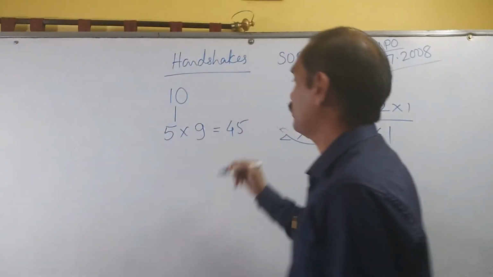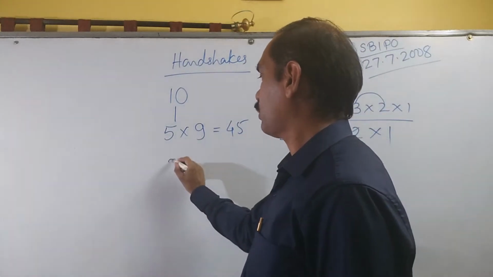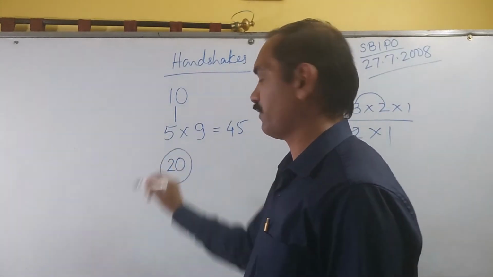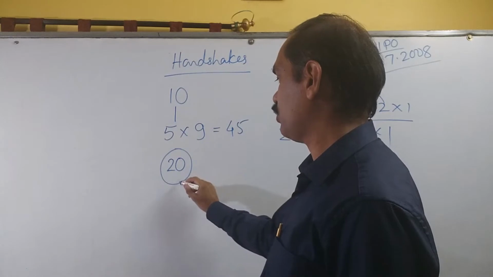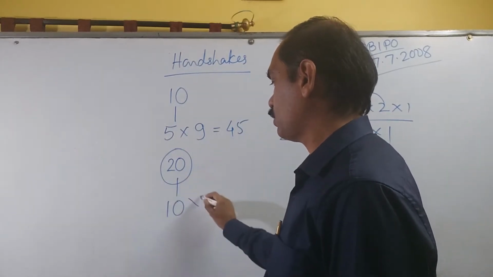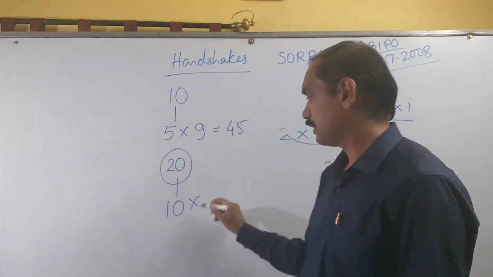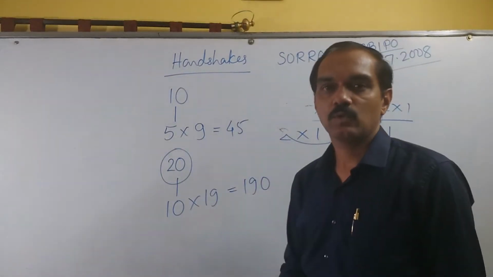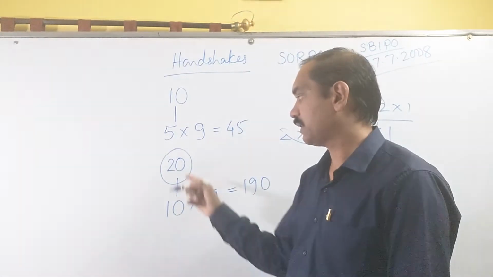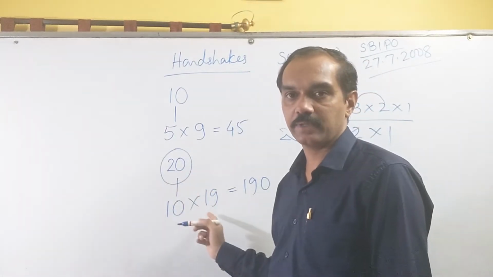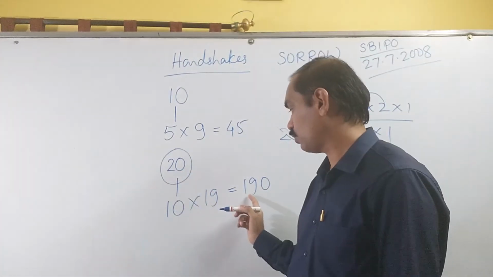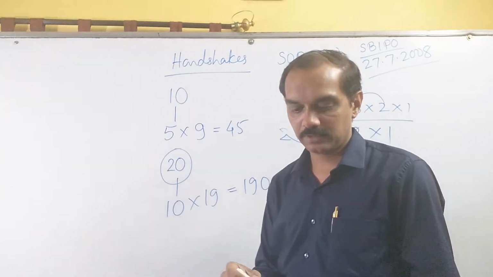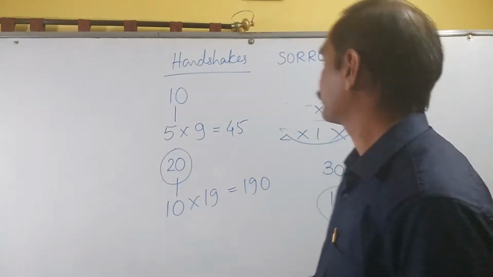I will give one more example. If there are 20 persons, what will be the total number of handshakes? Half of 20 is how much? 10. 20's preceding number is 19. 10 into 19 gives us 190. So if there are 20 persons, we can expect 190 handshakes among themselves.